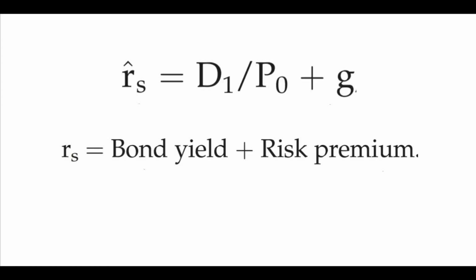Number 3. Measurement problems. Cost of equity is very difficult. It is difficult to obtain good input data in terms of g and risk premium in the formula rs equals bond yield plus risk premium. As a result, the accuracy level can be very difficult to determine.